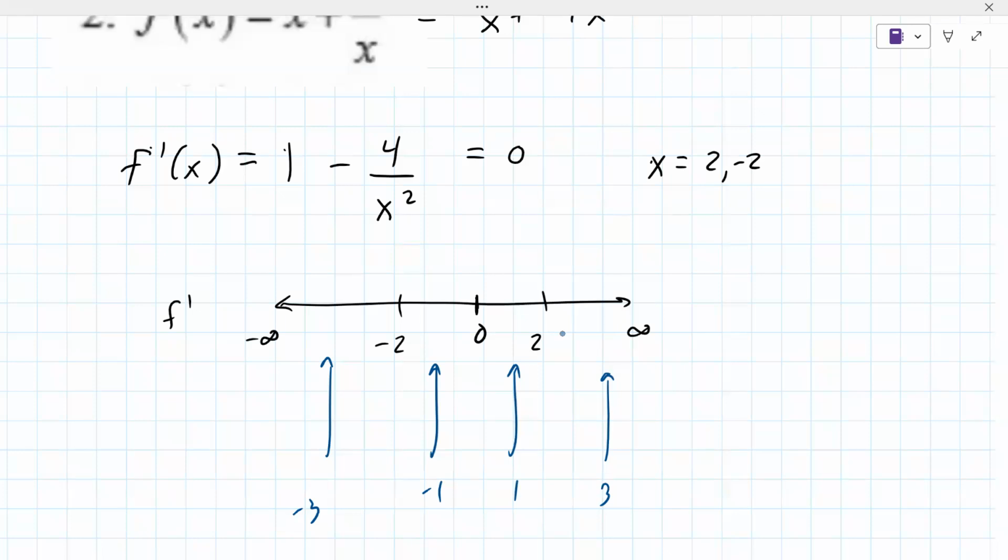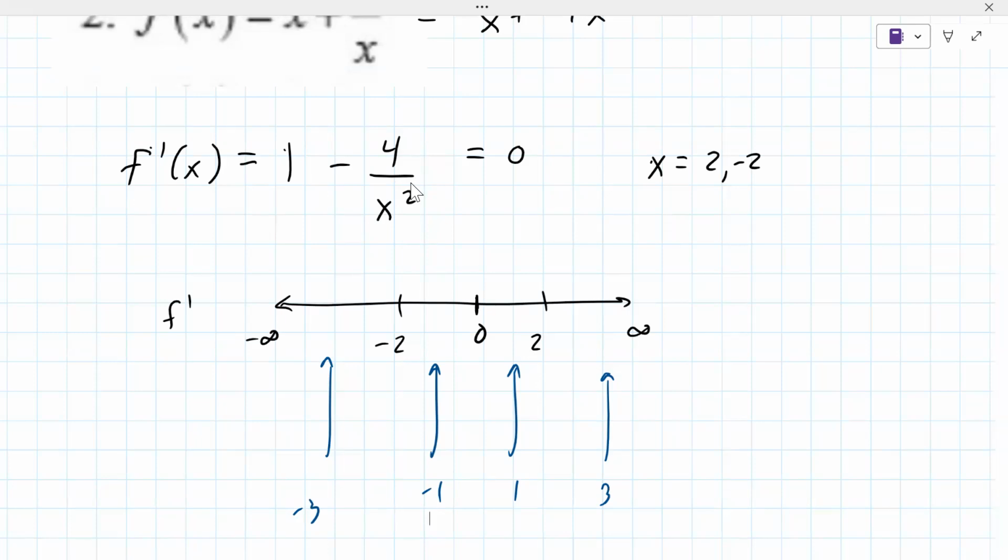So you have to plug these values into the derivative. And you only care whether it's positive or negative. That's the other thing: you don't get so caught up in what it actually is, just the relative size of numbers.